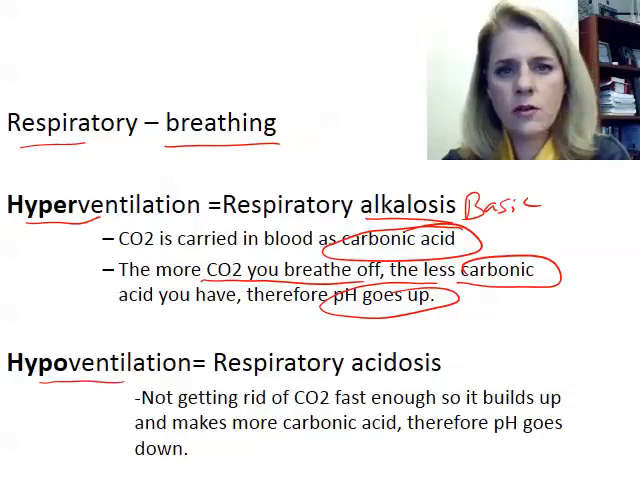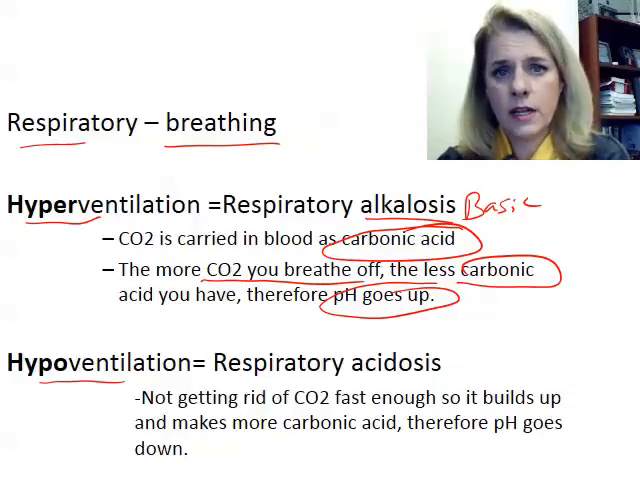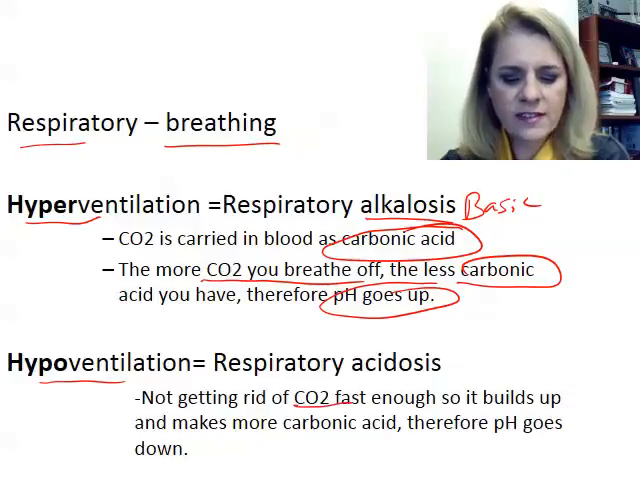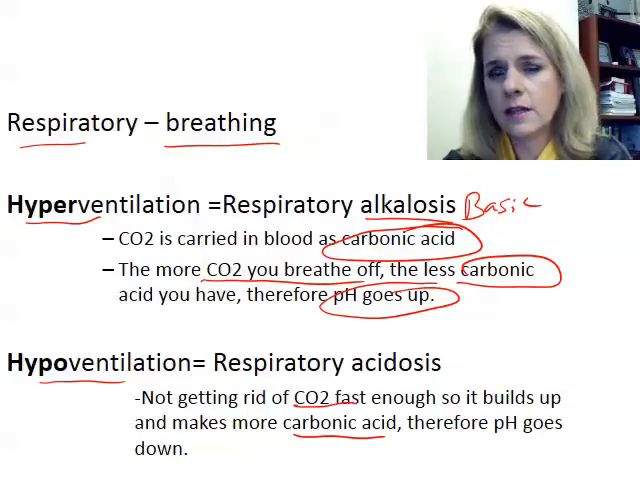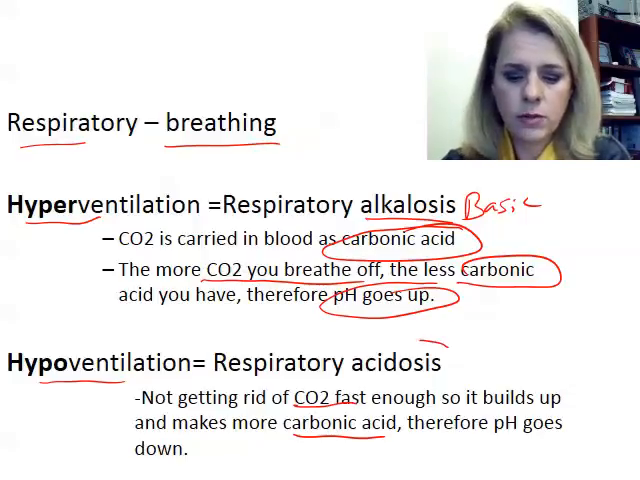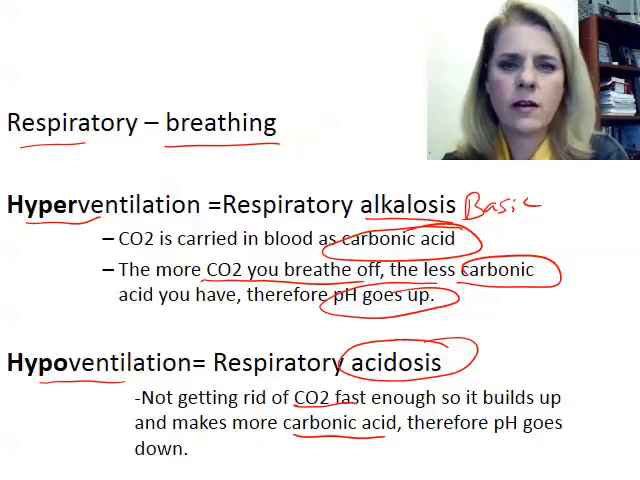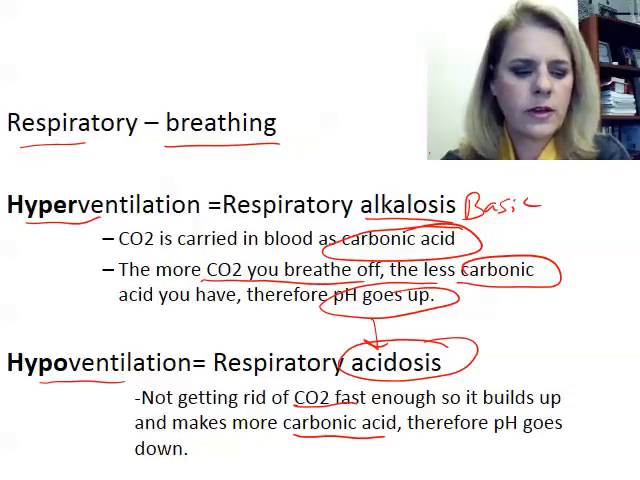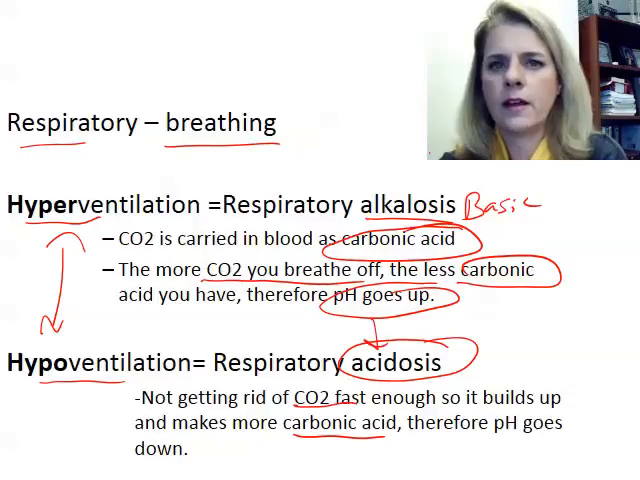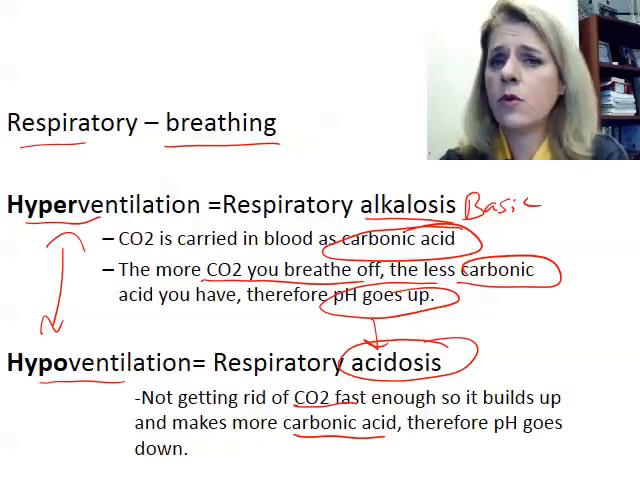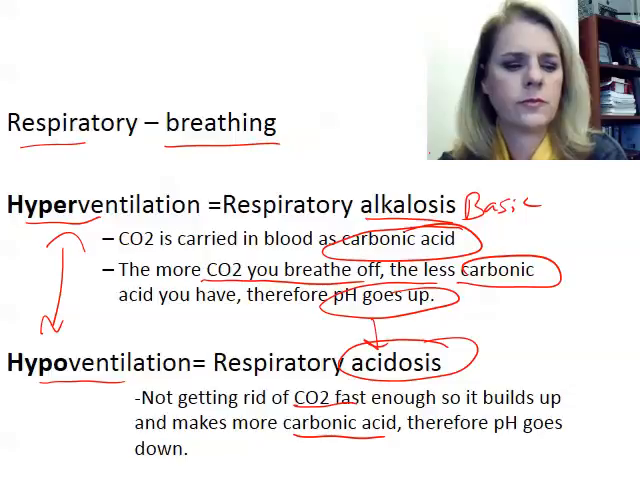If you're breathing slowly, which is called hypoventilation, and you're not breathing off CO2 fast enough, then that CO2 is accumulating in your blood and making more carbonic acid. So if you have more acid in your blood, then your blood pH is going to go down. It's going to become more acidic. So breathing too fast leads to respiratory alkalosis, and breathing too slow leads to respiratory acidosis. And again, this is because of the way we carry carbon dioxide in our blood as carbonic acid. This is really all you need to know right now about breathing and acid-base, but we'll talk more in detail again in your next semester.